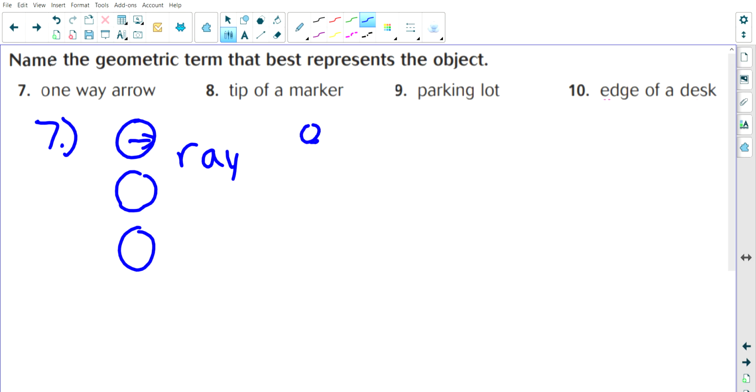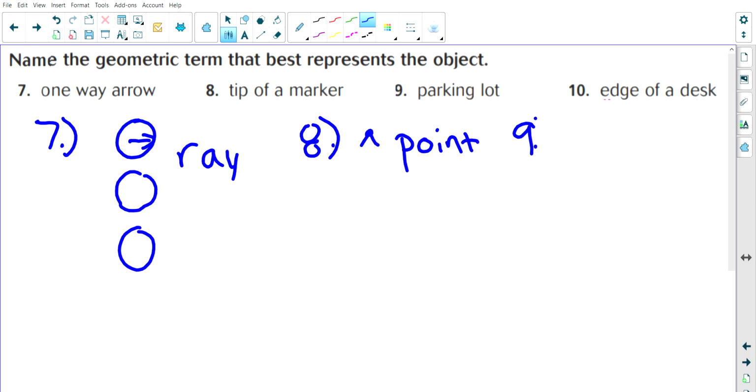All right, number 8, a tip of a marker. So this is similar to that tip of a tack. Do you remember what that one was? A tip of a marker comes to just a point. This is called a point.